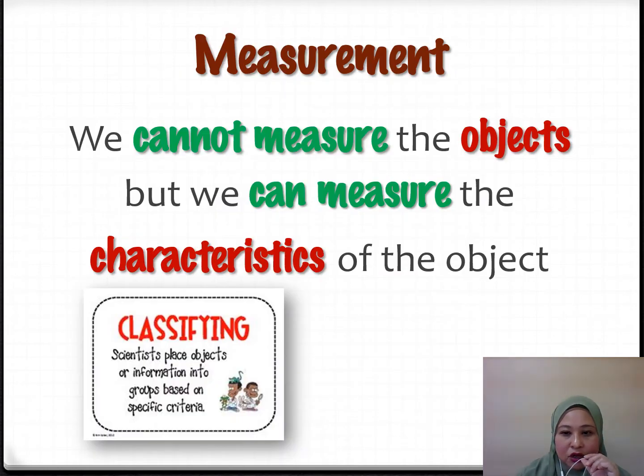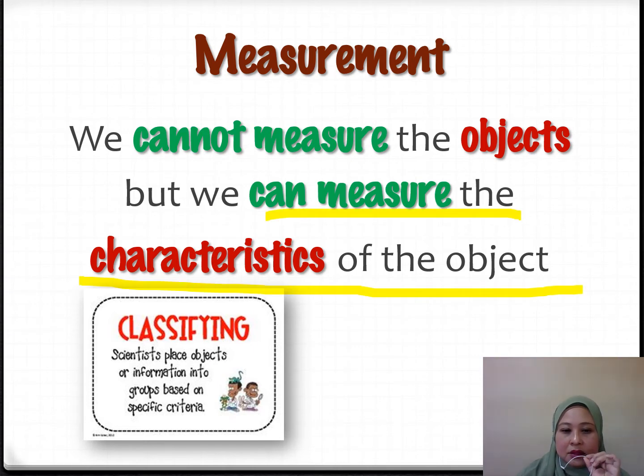We cannot measure the objects, but we can measure the characteristics of the object. Remember that. We can measure the characteristics of the object, but we cannot measure the object. But we can measure objects by using ranges, for example, the age factor. You put 18 to 27 and 28 to 37 years old. You can measure like that.